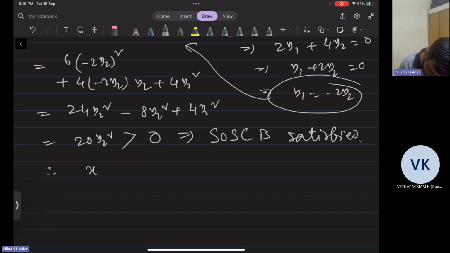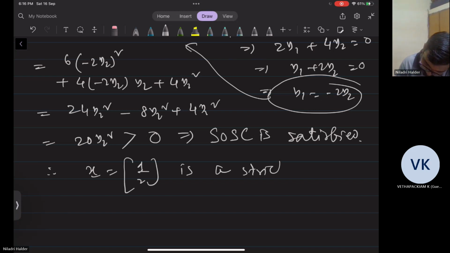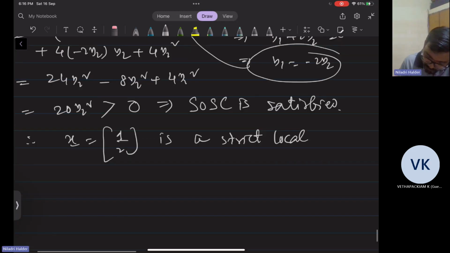So x is equal to 1 and 2 is a strict local minimum point.